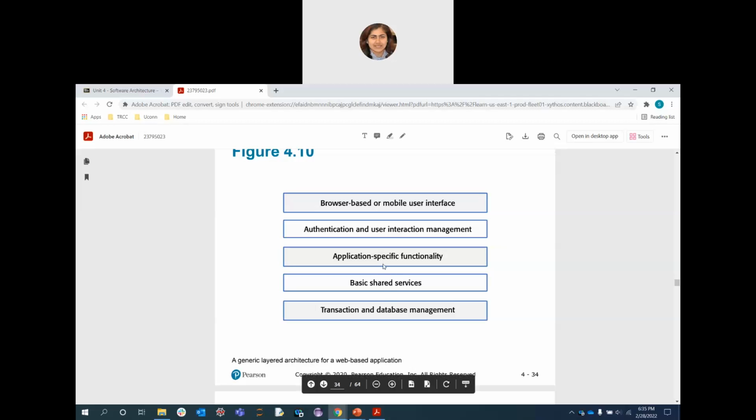Sometimes you may also wish to have the authentication in a separate layer, and sometimes it makes sense to integrate the shared services layer with the database management layer. So depending on the situation and requirement, you can make changes to the various layers of the application in the software architecture.